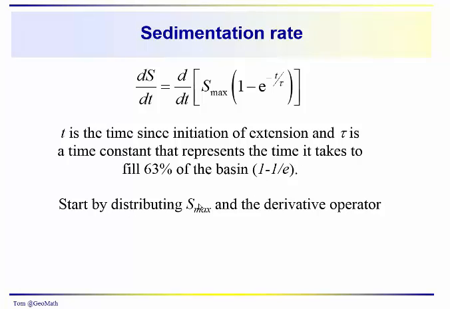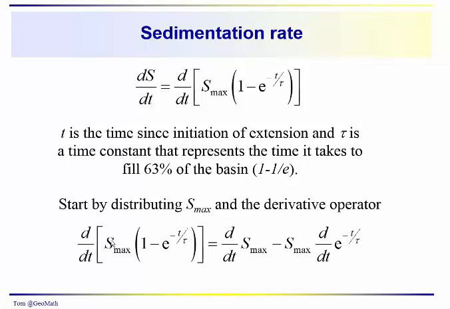So again, start by distributing S max and the derivative operator so that we're differentiating S max with respect to t. This is a constant, so we know that's going to go to 0. This is a constant, so we pull it outside the derivative. We don't have to apply the product rule. We're just differentiating e to the minus t over tau.